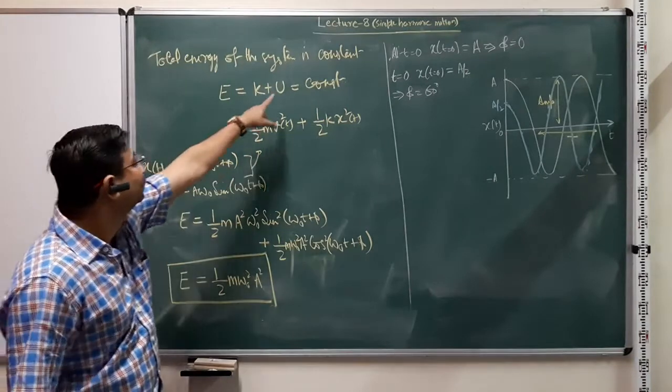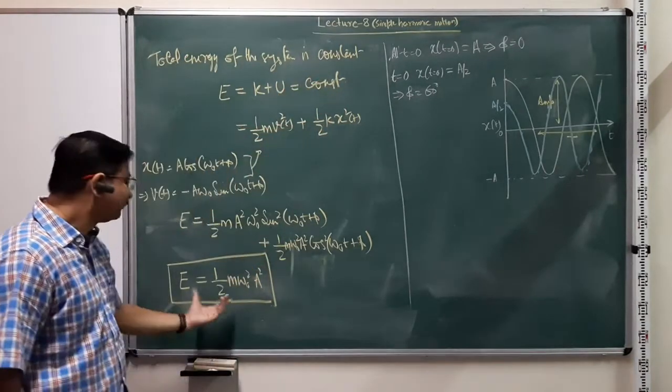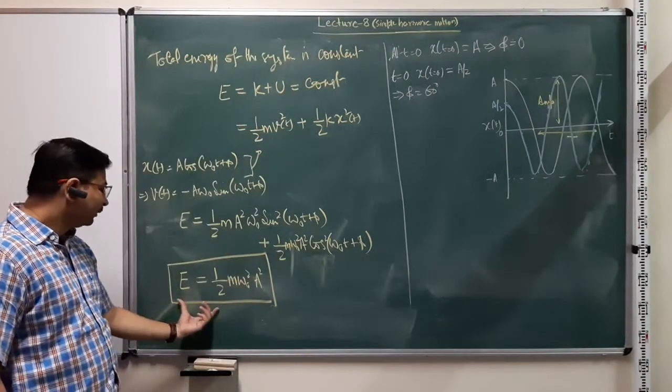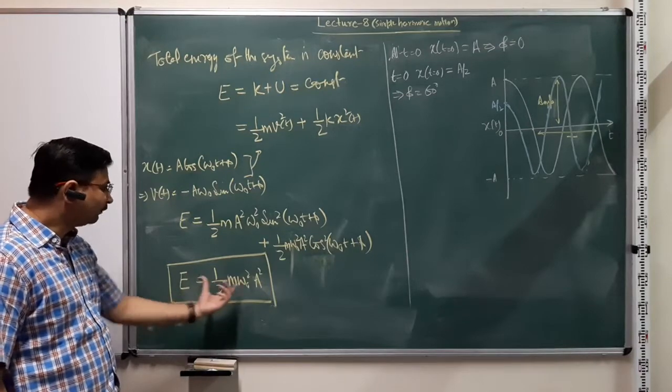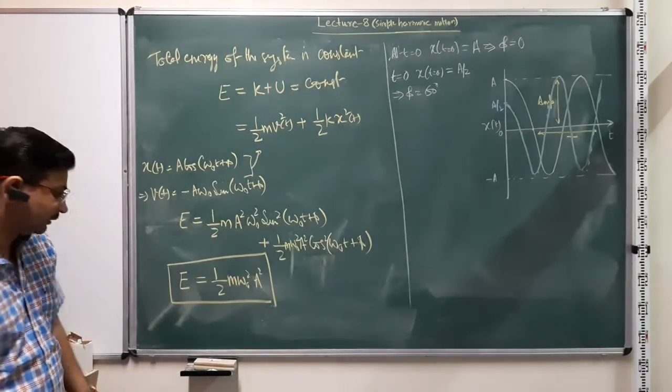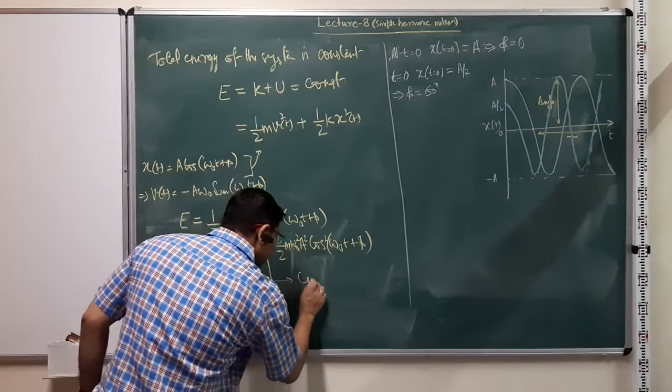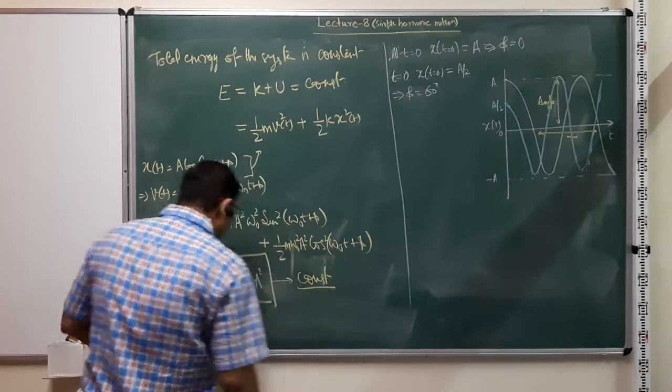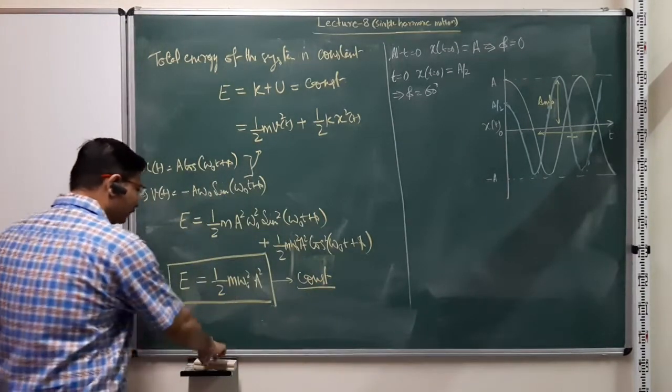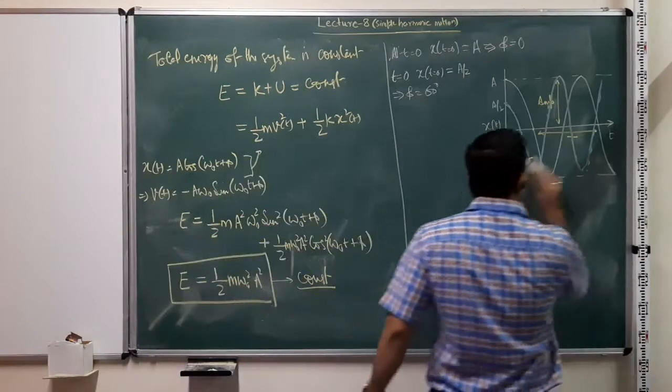So the postulate that we started with, yes, for a simple harmonic oscillator, the total energy of the system will remain a constant. Okay, so this is a constant, and the total energy will be given by this one. So it basically depends on the parameters of the system.